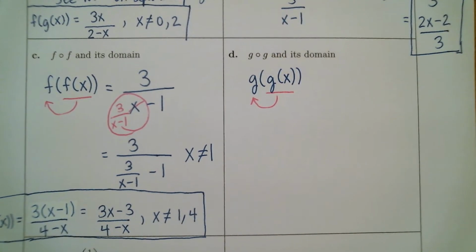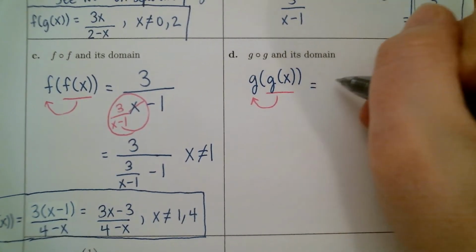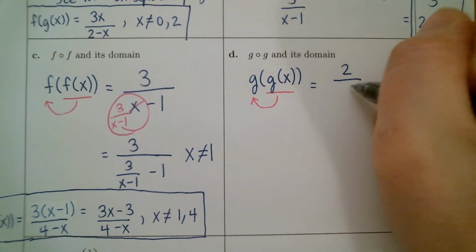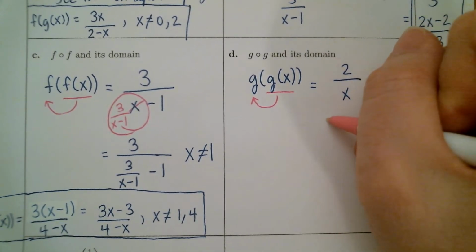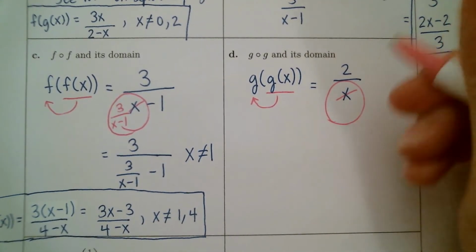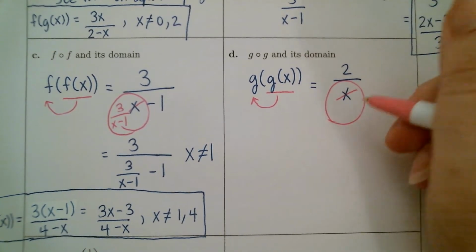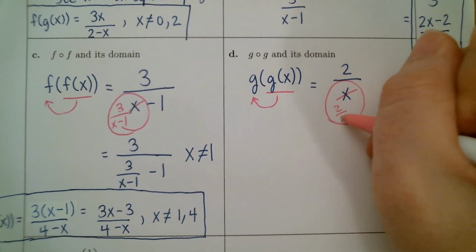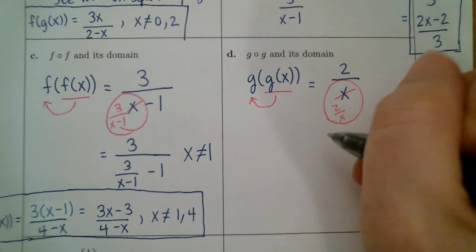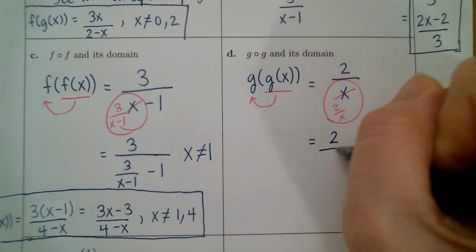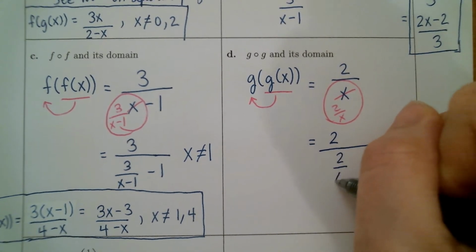So I am going to write down my outside function, the one I'm plugging into. That's 2 over X. And then I'm going to go ahead and plug in G of X. So go ahead and circle my X. Wherever I see an X, I'm going to replace it with the inside function, which is G of X, which is also 2 over X. So you're going to end up with 2 over 2 over X.